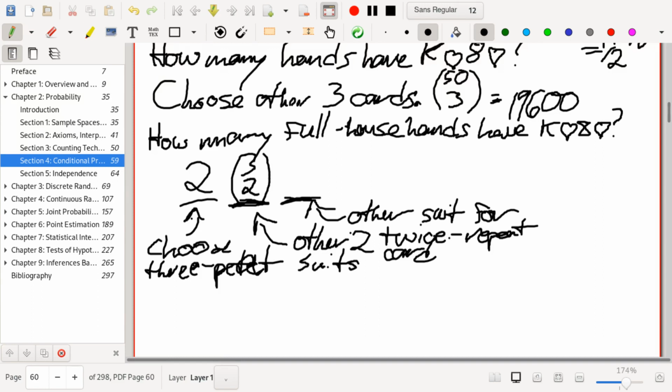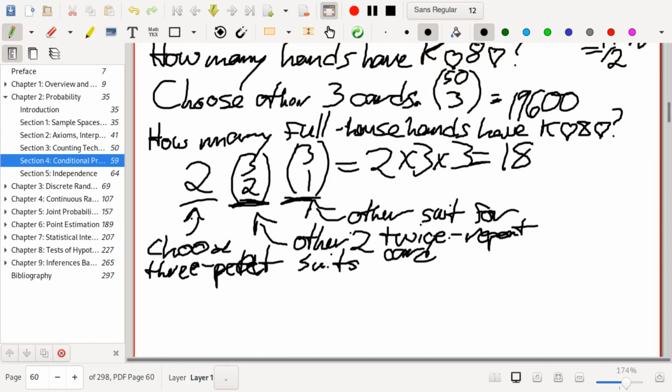And now, if we've chosen king to be the card that's repeated 3 times, 8 will be the card that's repeated twice, and all we need to do is pick the other suit. We cannot pick hearts, so there's 3 suits, and we're going to pick one of those. So that actually turns out to be 2 times 3 times 3, which is 18. So there's 18 ways to do this.